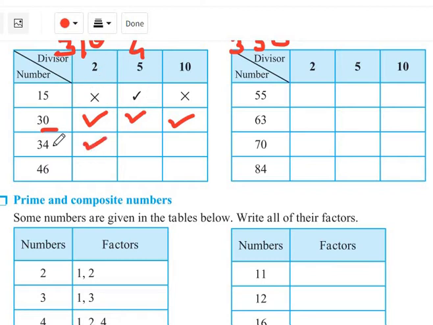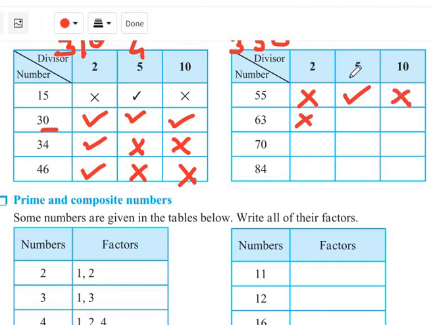4 for 5, no, that's wrong. 4 for 10, wrong. Okay. 6 for 2 is yes, right. 6 for 5 is wrong. 6 for 10 is wrong. Now see, 5 for 2 is wrong. 5 for 5 is right. But 5 for 10 is wrong. 3 for 2 is wrong. 3 for 5 is wrong. This is also wrong.